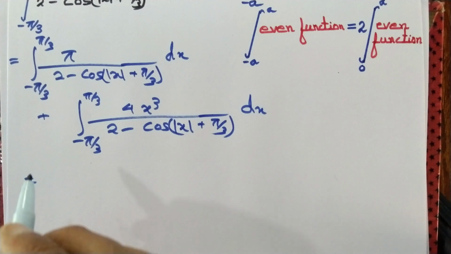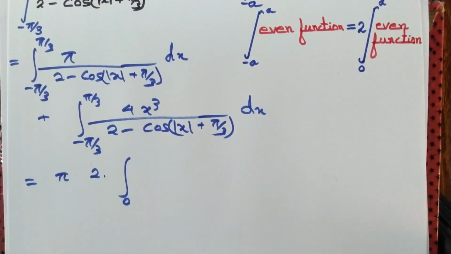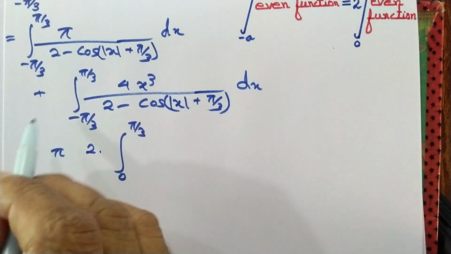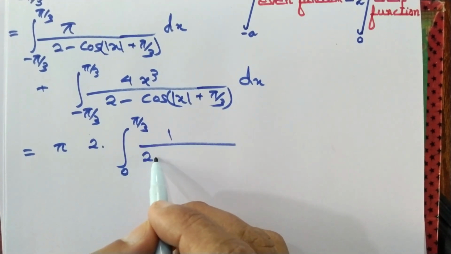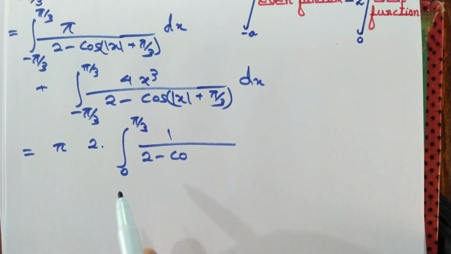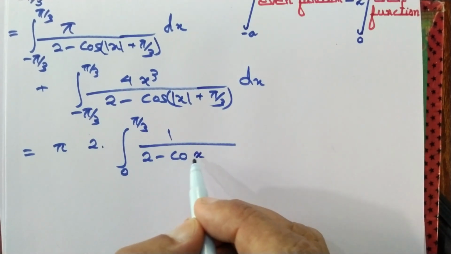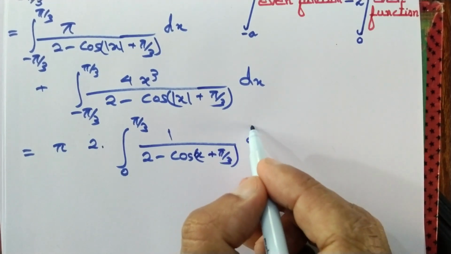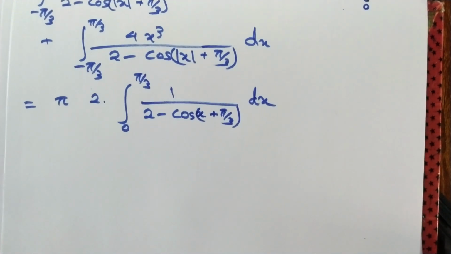How about the first one? That's equal to 2 times the integral from 0 to pi by 3. Pi is a constant, so we can write it outside the integral, and this is equal to 1 by 2 minus cos of. You see that if x is positive, then mod x is the same as x, so we can simply write it as cos of x plus pi by 3. We get a much simpler expression, right? Yes. Can we simplify it further?